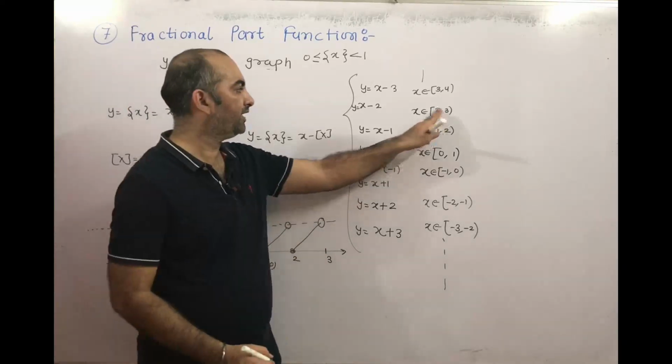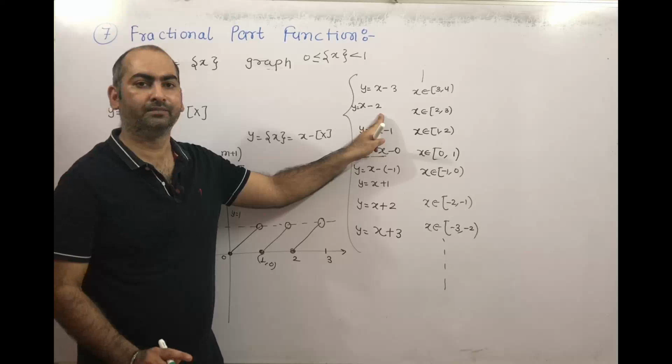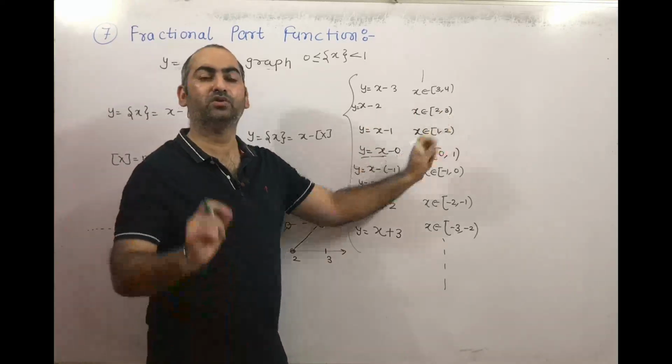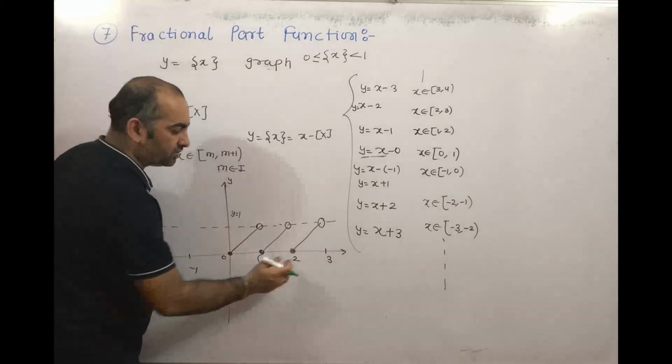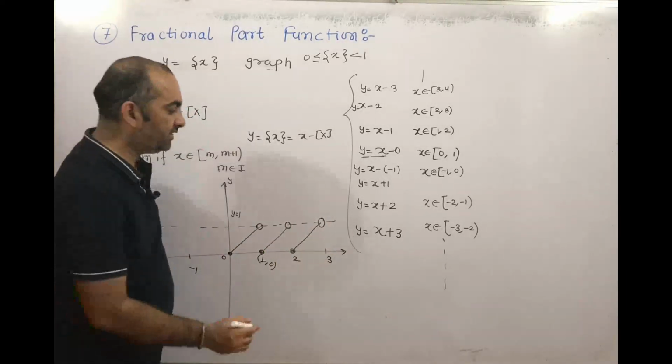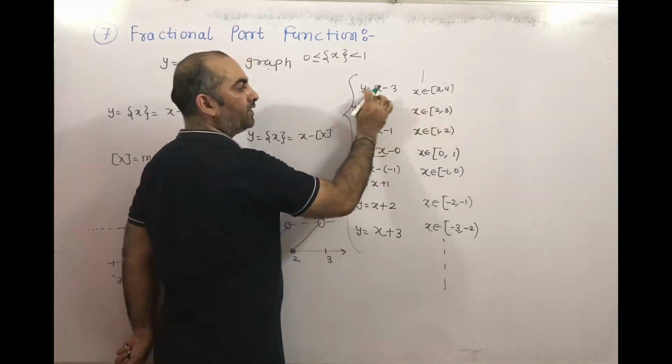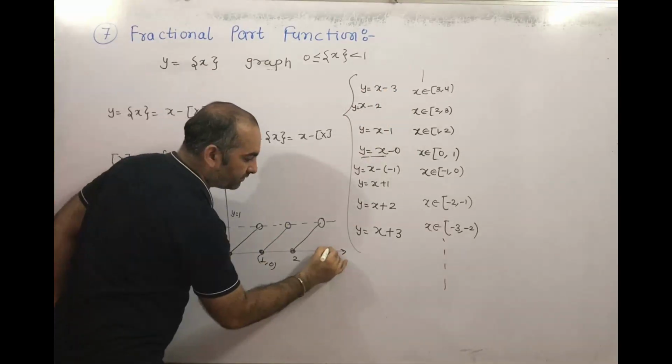At 3, if you put here, 3 minus 2 is what? 1. But 3 is not included, so y equal to 1 also not included. So this line we will get. Further, 3 to 4. What are we getting? y equal to x minus 3. So we'll get one more line like that.